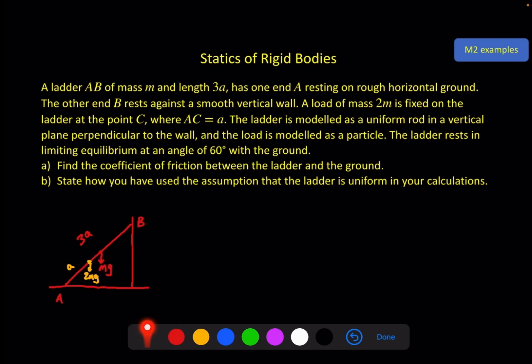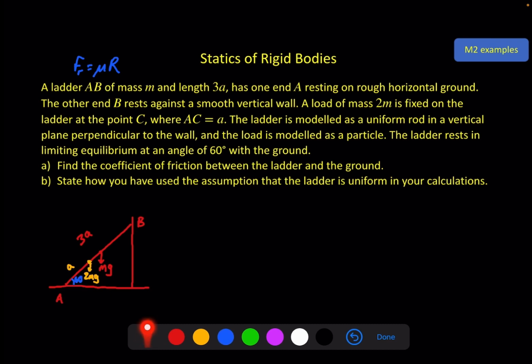In a vertical plane perpendicular to the wall. This very formal language here just wants to be clear that there's no element of 3D in this, it's all happening in the plane of the screen. And the load is modelled as a particle, so this is just a point mass, whereas the ladder is a rigid body. The ladder rests in limiting equilibrium, so we know that the friction is equal to, not less than, mu times R, and it's at an angle of 60 degrees with the ground. That's this angle here, 60.